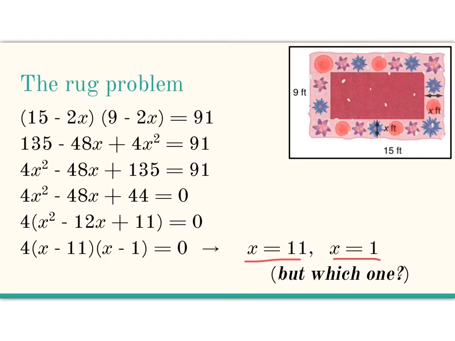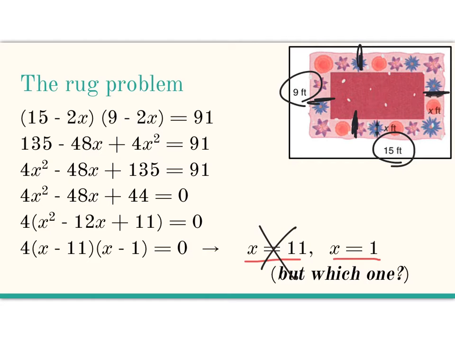Well, let's think about that, because if we were to say that the width of the border was 11, we're putting a width of 11 feet here and here, which is the problem. That's 22 feet when we only have 15 feet to work with. And similarly, 11 feet here and 11 feet up here at the top would make another 22 feet when we only had 9 feet to work with. So 11's not going to work.